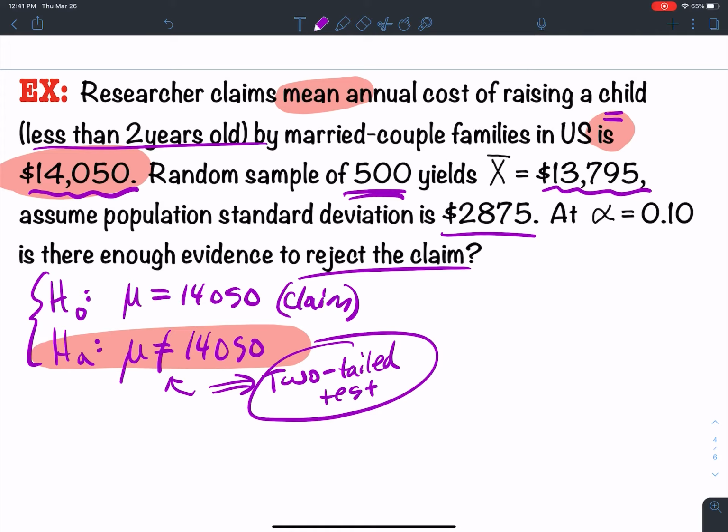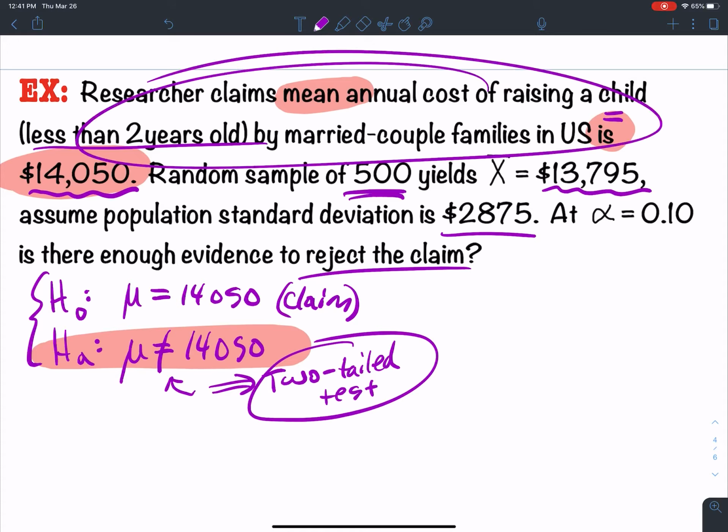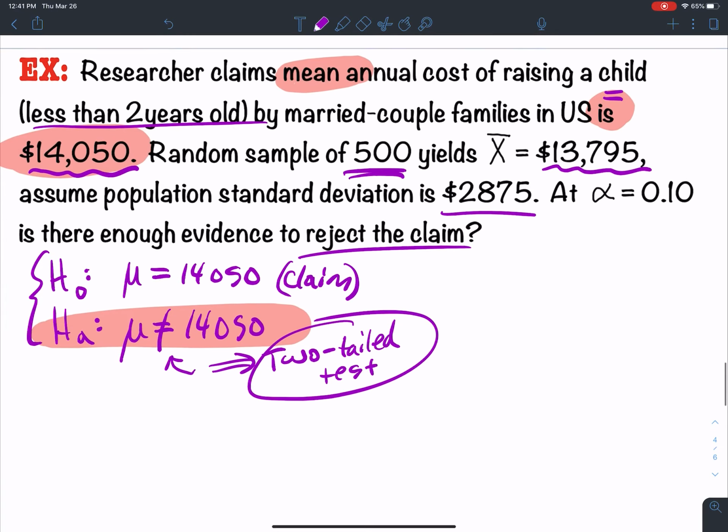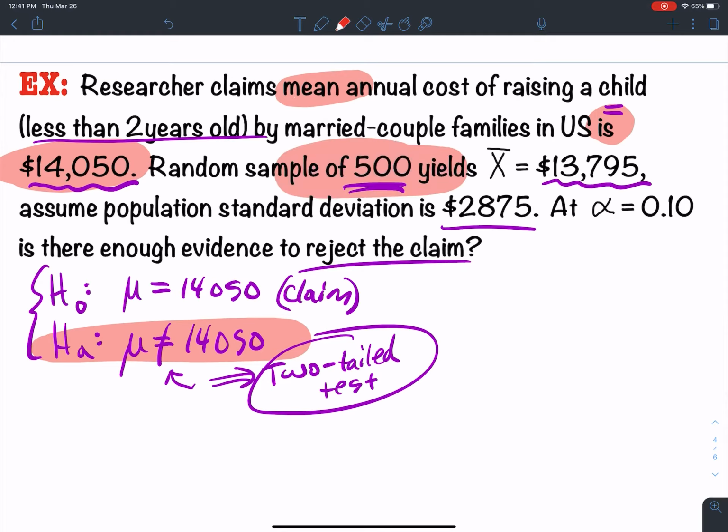Can I even run the z-test here? Well, n has to be greater than or equal to 30, or the population has to be normally distributed. We don't know anything about the population, but we do have a sample of 500. That's n equal to 500, which is greater than or equal to 30, the CLT. All right, now we can drive the Ferrari.